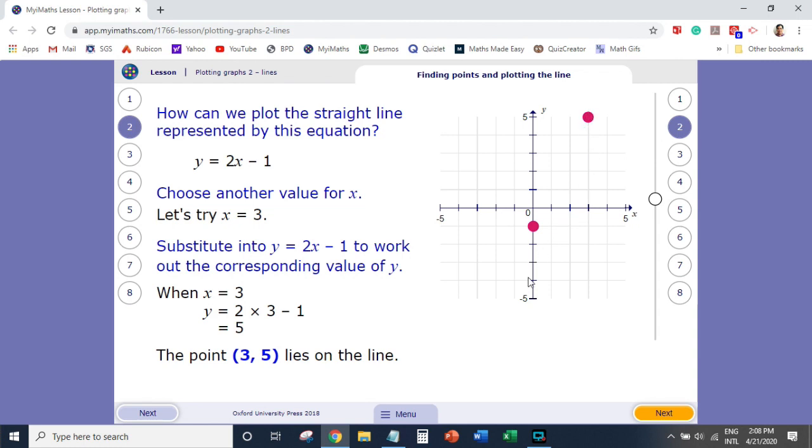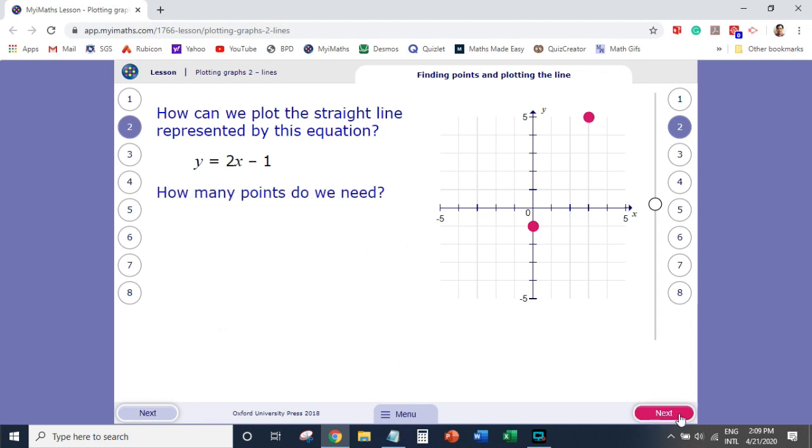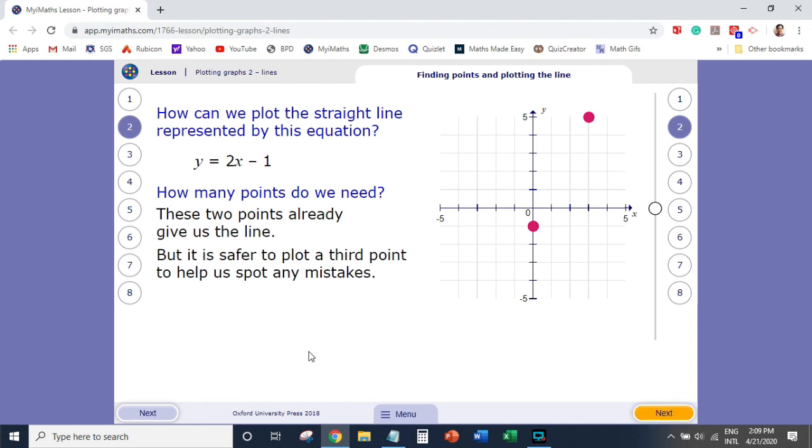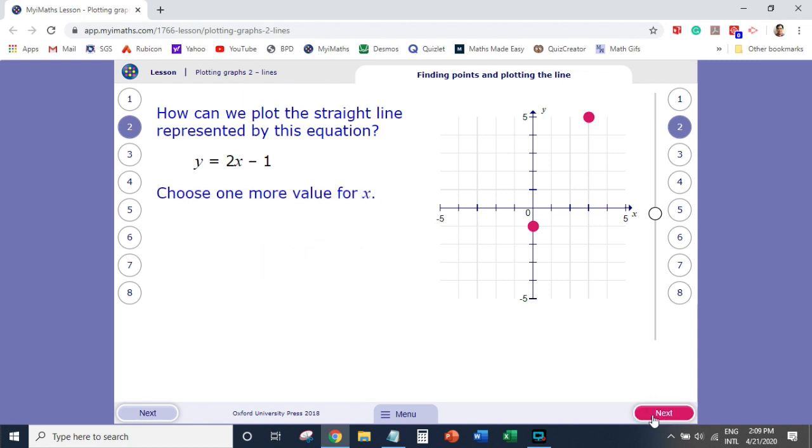So here, actually we can now connect this as a straight line, but again, it is recommended to have a third point, because sometimes we can find that one of the points is really wrong. If you have the third point, then we can see that there must be something wrong if those 3 are not really aligned. So it's better to have 3 points to see if there's some mistake in your work. Then for the third point, how many points do we need? These 2 points already give us the line, but it is safer to plot a third point to help us spot any mistakes. So choose one more value for x.